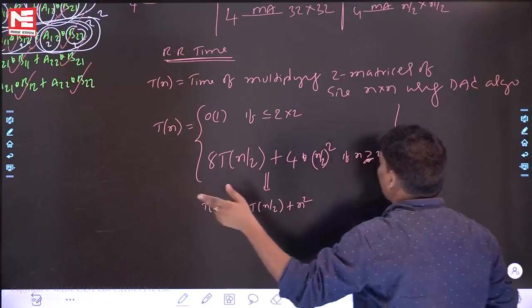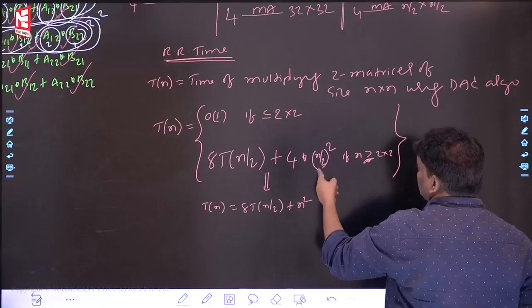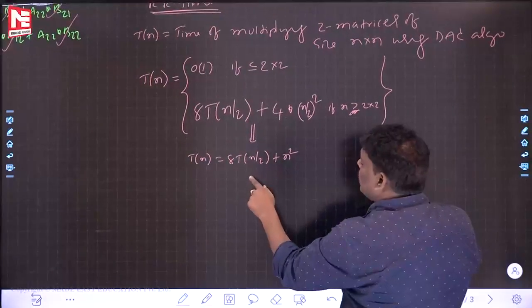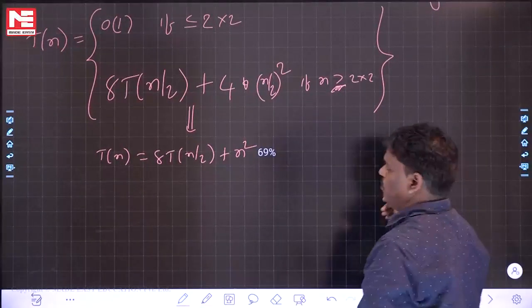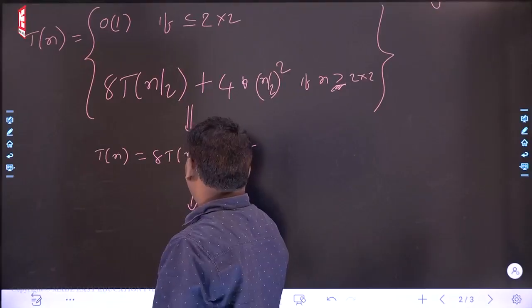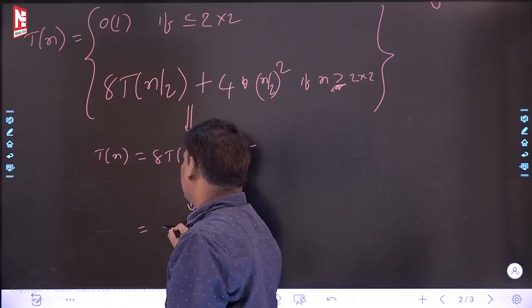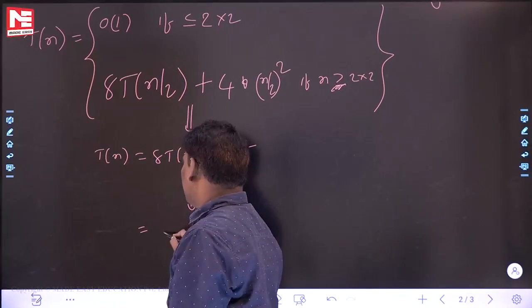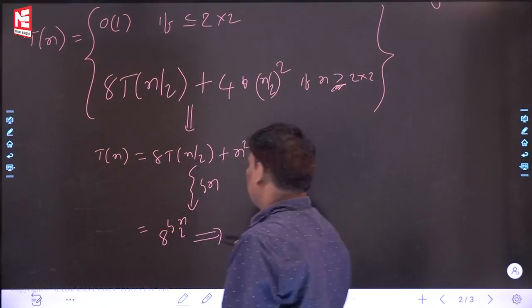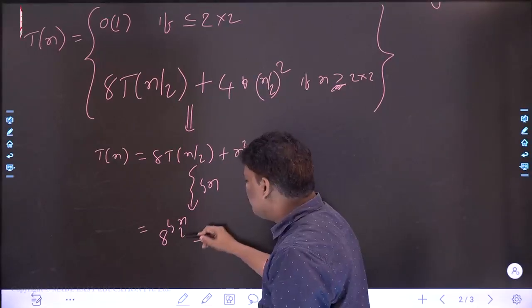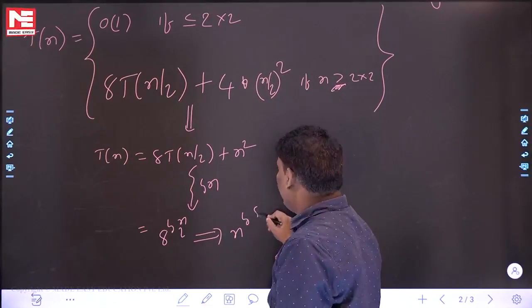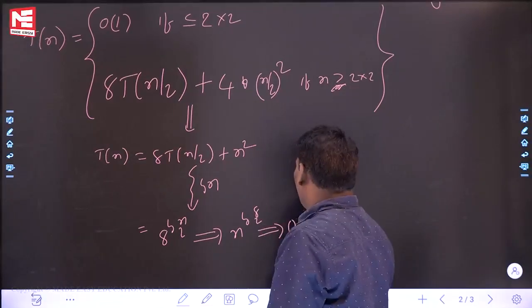One addition of size n by n is n square. One addition of size n by 2 is n by 2 whole square, like that 4 times. T(n) is equal to 8T(n/2) plus n square. Please be careful. If you solve this using the substitution method, log n times approximately, you will get 8 power log n base 2. Why base 2? Because we are always dividing by 2. Finally you get n power log 8 base 2, which becomes big O of n cube.